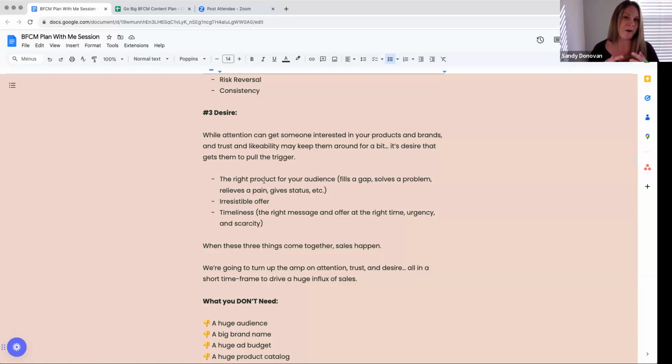Timeliness is another thing. Now, part of this is built in to Black Friday and Cyber Monday as it just being the right message at the right time. People have their wallets open, so this is a good time. But we're going to go further and add some urgency and scarcity to these offers so that we can even increase this desire for them to take action right now. And when these 3 things come together, that's when sales happen.